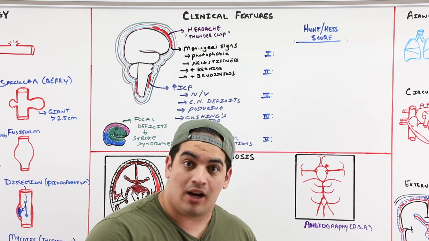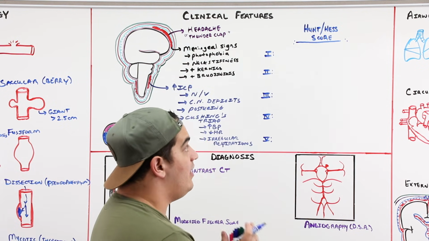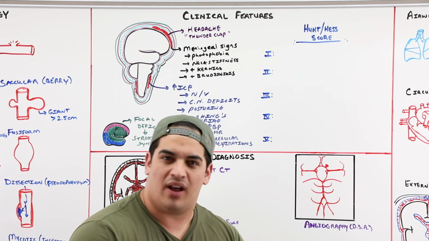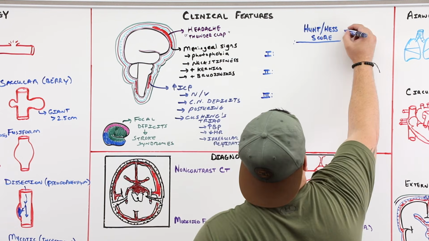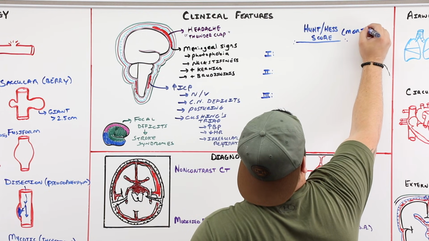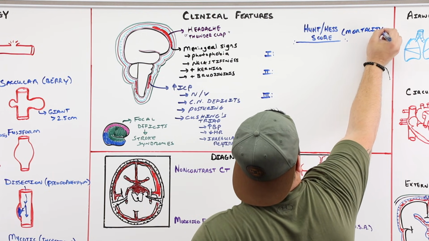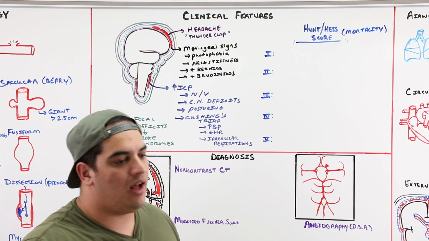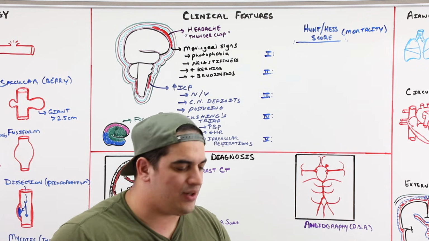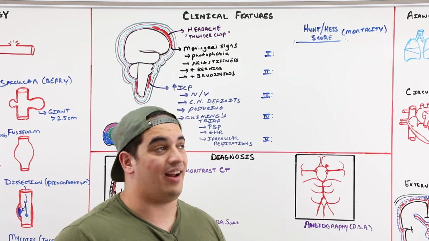All right, the last thing I want to talk about with clinical features is the Hunt and Hess score. The Hunt and Hess score is really important because it tells us mortality. A subarachnoid hemorrhage is a pretty serious condition, and so we utilize the Hunt and Hess score not to prognosticate initially, but to get a good idea of what their risk of dying is.